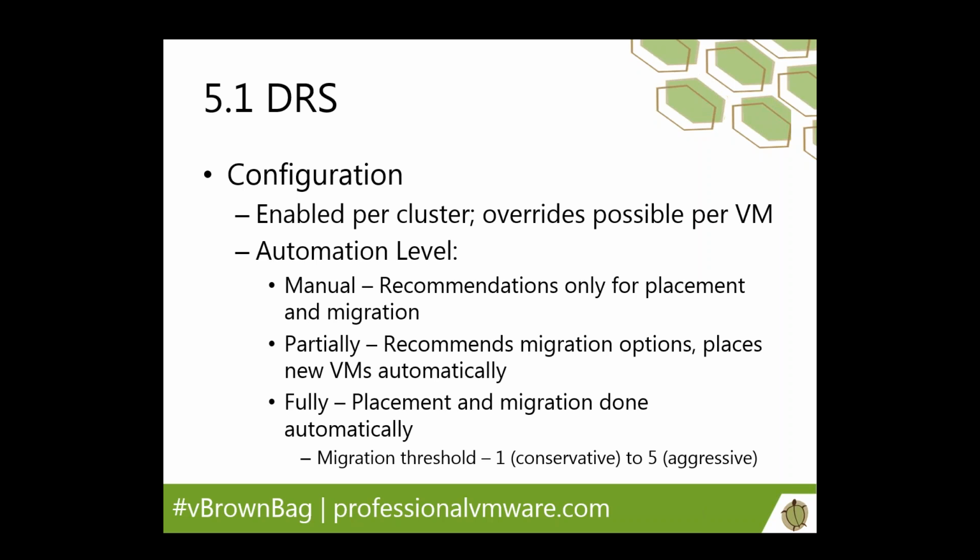So the automation levels, we've got manual, partial, and fully. So manual will just give recommendations. It's not going to do anything without you manually intervening. So you're still managing virtual machine placement. You're still managing the migration. You've got to go in and take some action. Partially automated will recommend migration options. So if it thinks that the resources would benefit by moving virtual machines around, you can get recommendations and apply those, and it will migrate the virtual machines for you. But again, like in manual mode, that's going to be something you've got to go in and trigger.